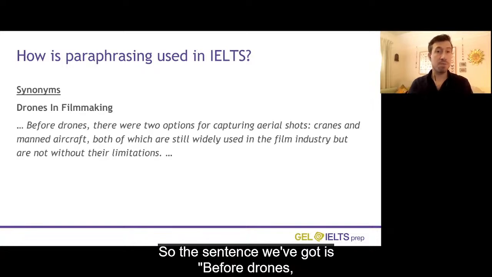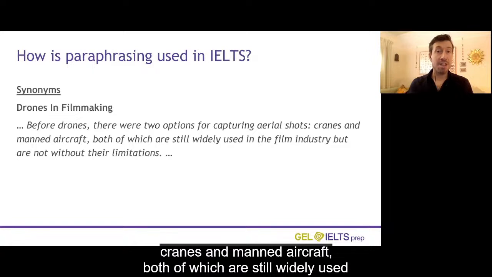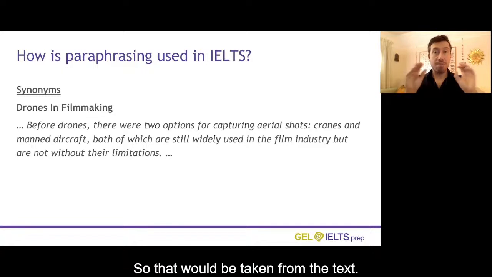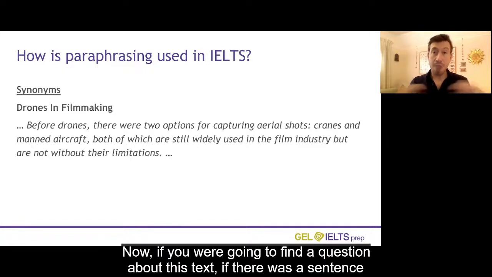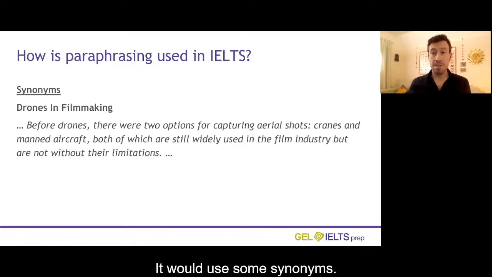The sentence we've got is: "Before drones, there were two options for capturing aerial shots: cranes and manned aircraft, both of which are still widely used in the film industry, but are not without their limitations." That would be taken from the text. Now, if there was a sentence related to this text in a question, you wouldn't have just the same words. It would use some synonyms.